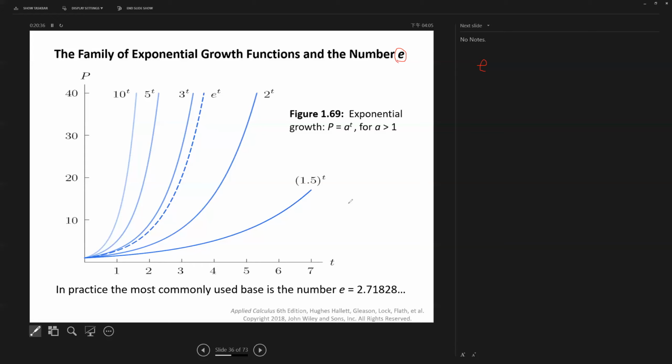And if you're interested in how E is the most common number for the base of an exponential function, feel free to take Calc 2. If you are taking this course, you don't need Calc 2, but just in case you're interested, you can go to my YouTube channel. I do have videos for Math 1150, and there is one video that talks about the number E.